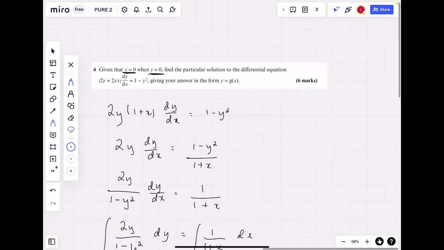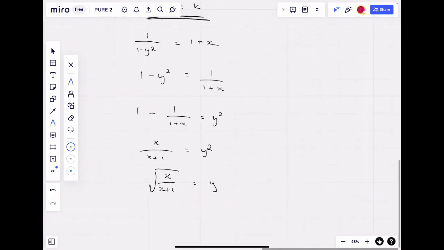It says, give your answer in the form y equals g(x). That is why I did this step. This is to get y from being a denominator to just being level. This is the final answer. Okay? That is differential equations.